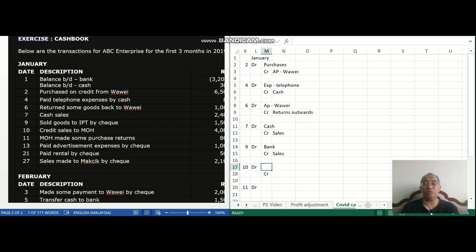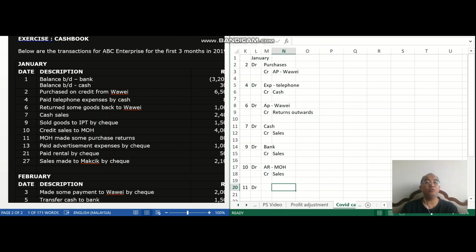And January 10th, credit sales to MOH. When we do sales to MOH, we should receive cash or check. But here, it doesn't state any of the word cash or check. We just state credit sales to MOH. So MOH will be our accounts receivable. And again, we do sales.